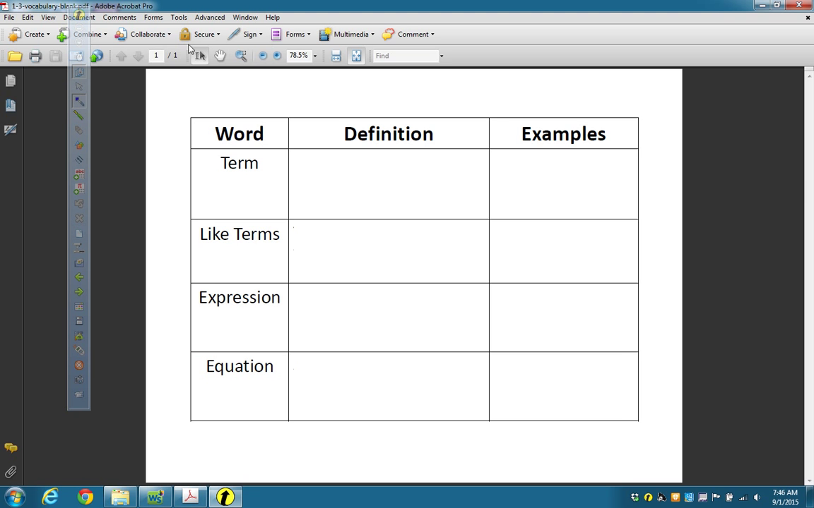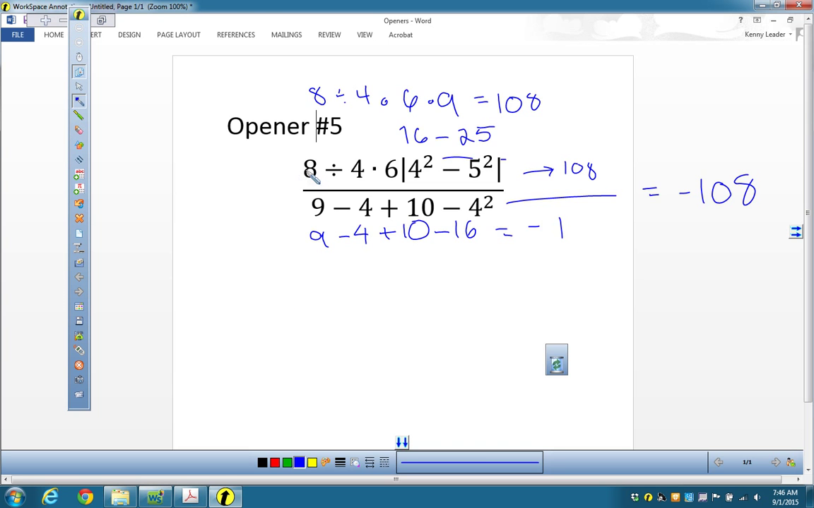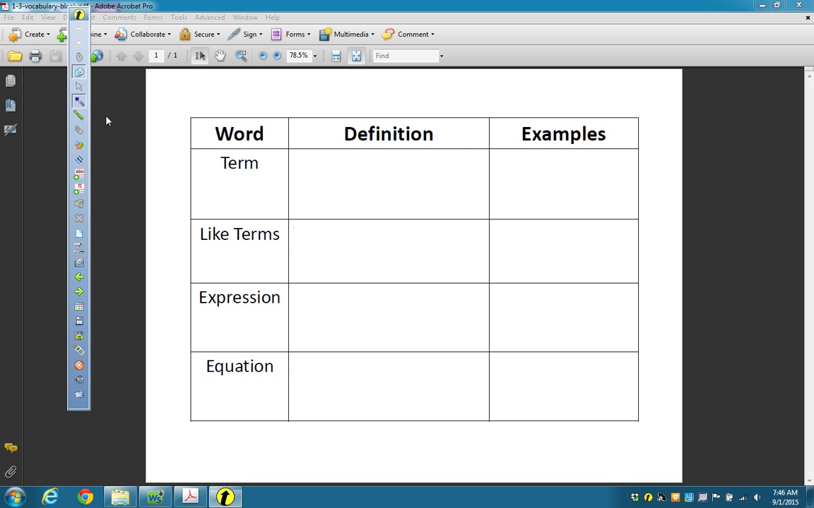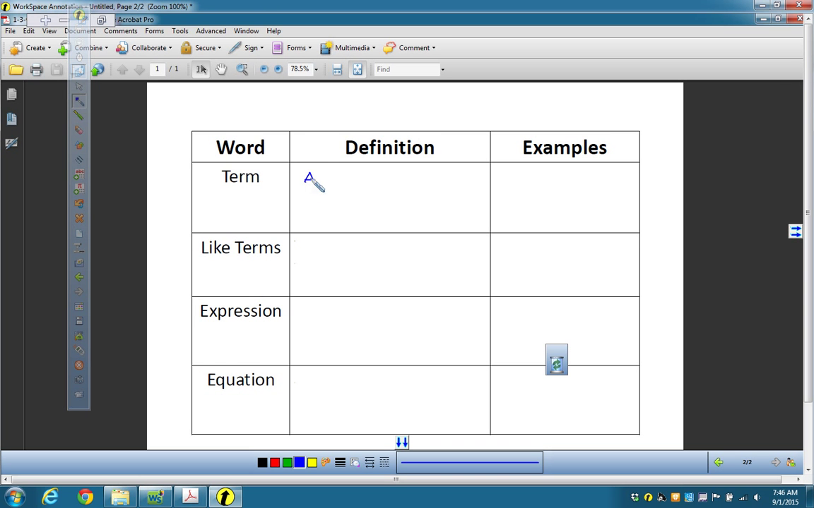Okay, so a term is a number, variable, product, or quotient, I guess there should be a comma, of numbers and variables.